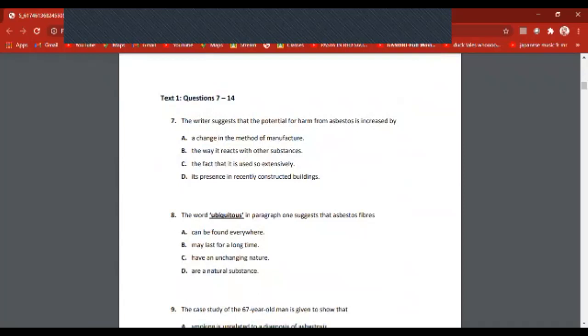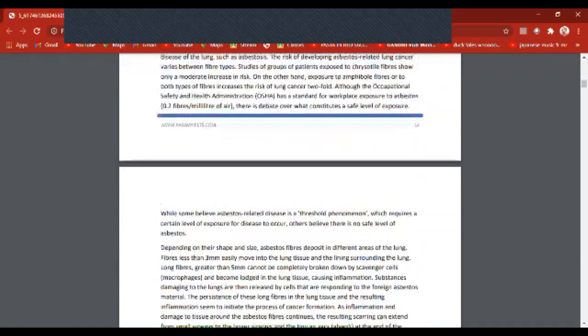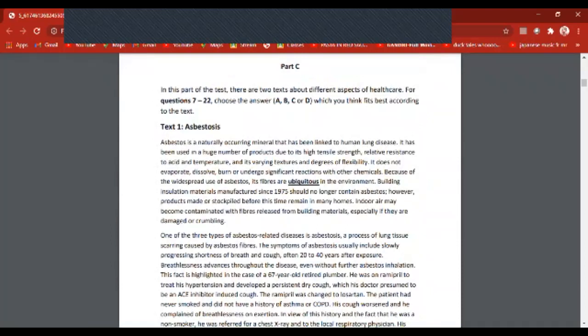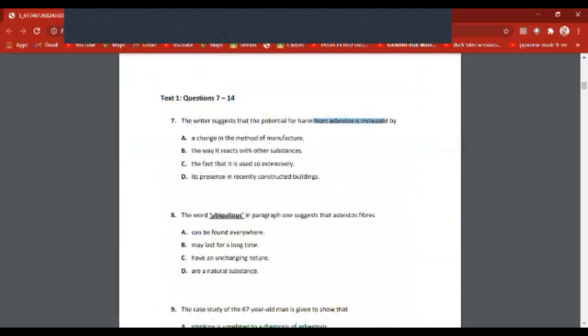It's present in recently constructed buildings. So we're talking about an increase of potential harm, right? Let's see whether the presence in recently constructed buildings is the reason. Indoor air may become contaminated with fibers released from building materials, especially if they're damaged or crumbling. That's mentioned, but it does not say that that is the reason for the increased harm, isn't it? Is that the reason? No.